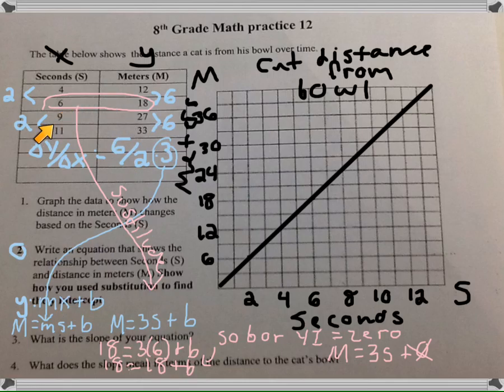I then took the points 6 and 18, which are given, and I substituted it into this equation we just found, where the m value is 18 and the s value is 6, which gives us 18 equals 3 times 6 plus b. 3 times 6 is equal to 18, so we get 18 equals 18 plus b. So b, or the y-intercept, is 0, which means it's located at the origin. So the equation would either be m equals 3s plus 0, or just m equals 3s.